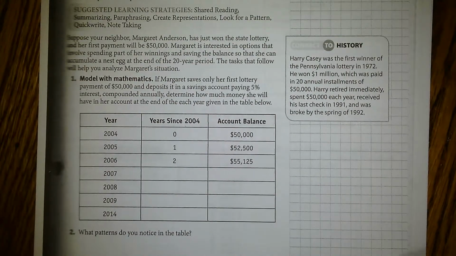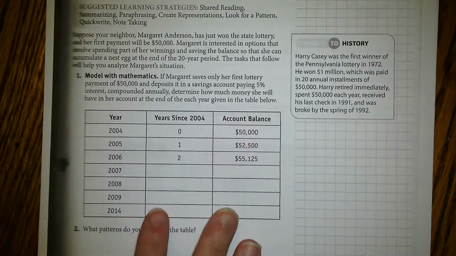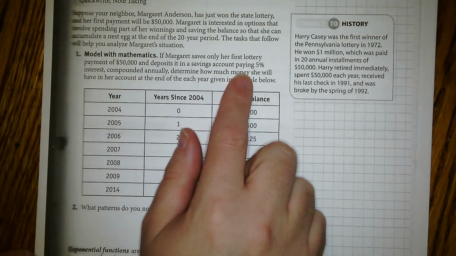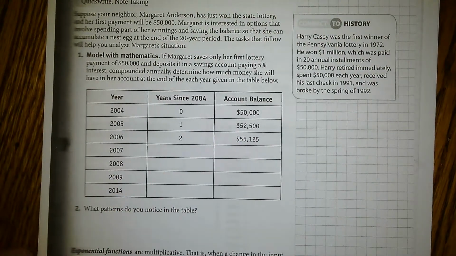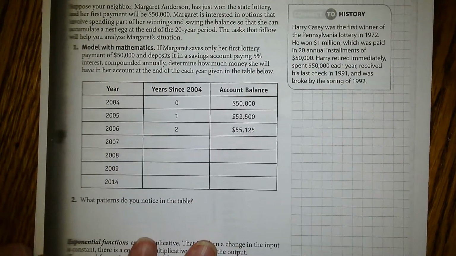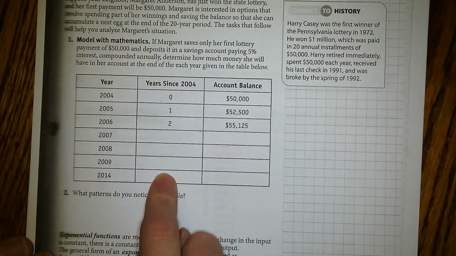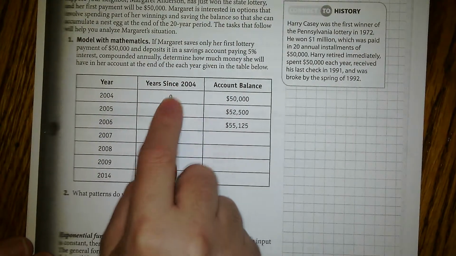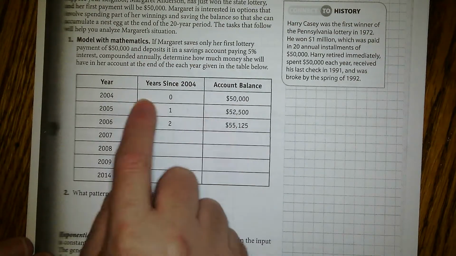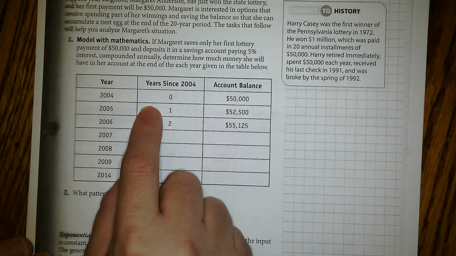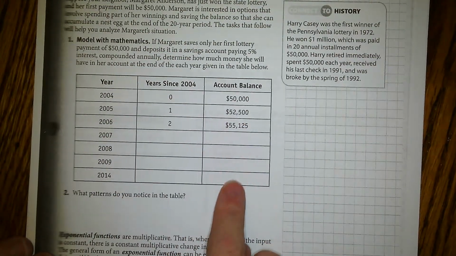So Margaret wants to do it a little differently. She wants to save her first lottery payment and deposit it so this can grow. And then she'll take her next payment and maybe spend that. So the first thing we need to do is take a look at the years going through. This happened, it looks like, in 2004. So Margaret won in 2004. And then every year after, we're looking at how the interest is building.